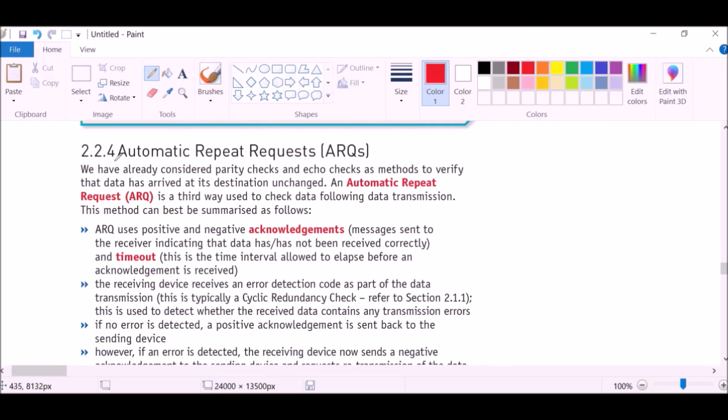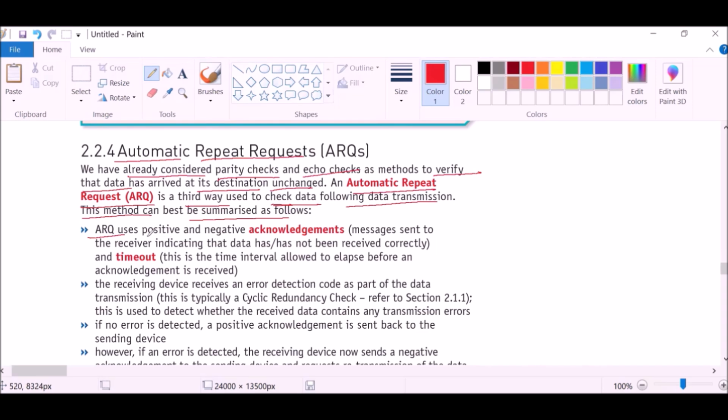Now we go to automatic repeat requests, or ARQs. We have already considered parity checks and echo checks as a method to verify that data has arrived at its destination unchanged. An automatic repeat request, ARQ, is a third way used to check data following data transmission. This method can be best summarized as follows.